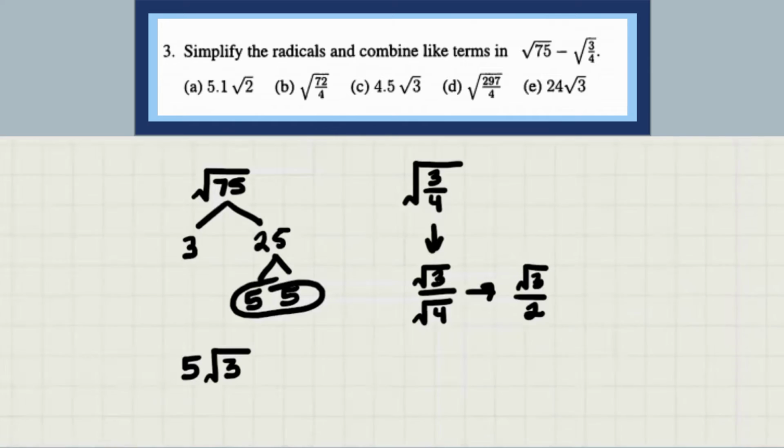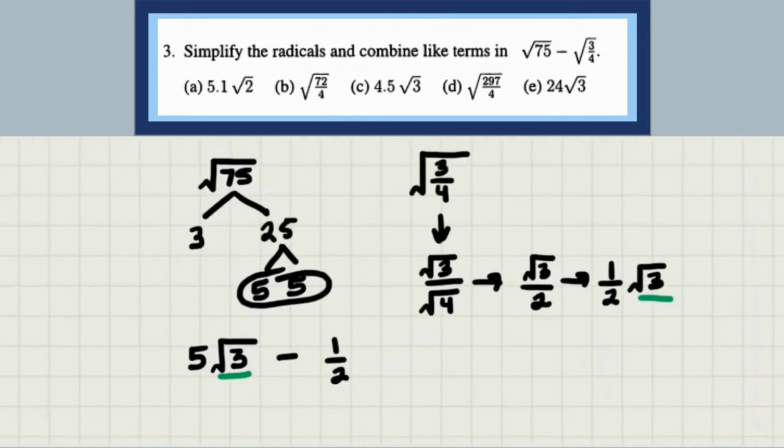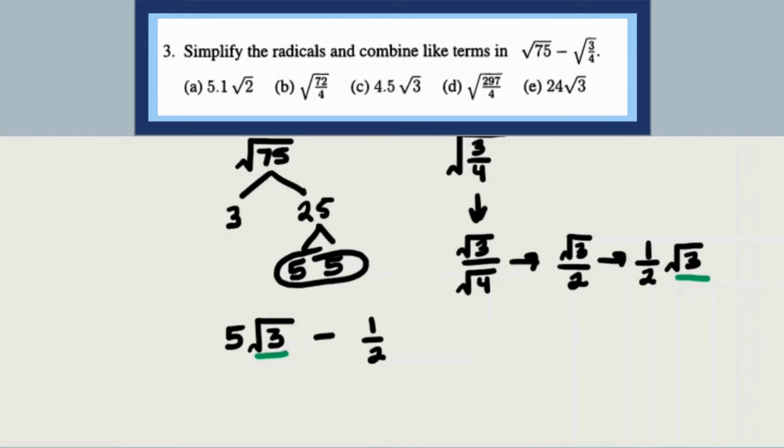And we can also rewrite this to become basically 1/2. This is the same thing as saying 1/2 times the square root of 3. And as you see now, they both have a like base of root 3. And when they have a like base, we can now combine them. So this is basically going to be 5 root 3 minus 1/2 times the square root of 3.